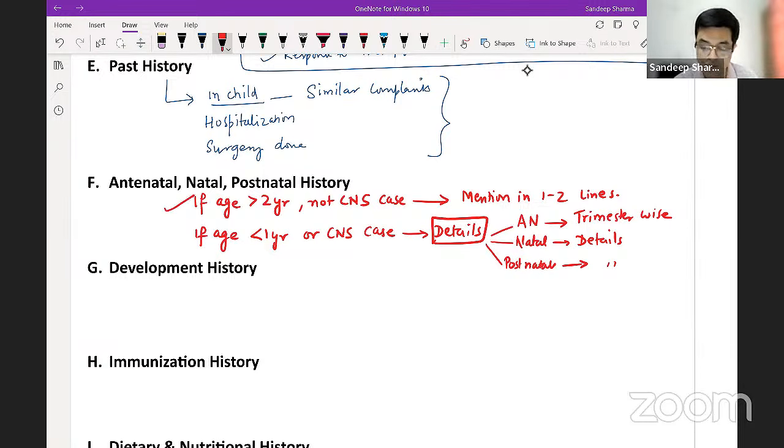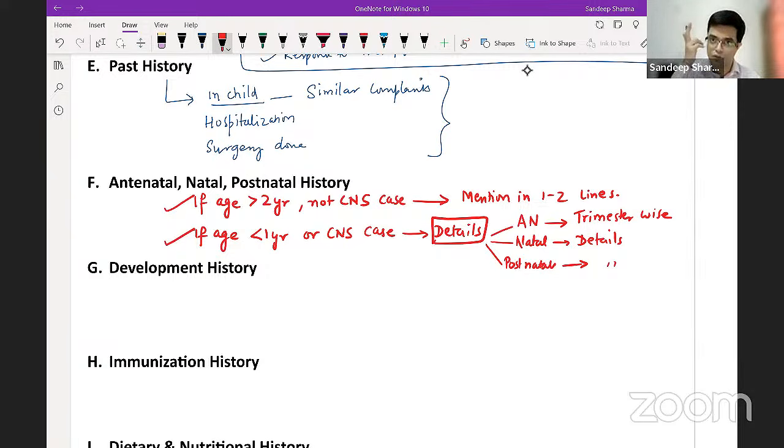So when to mention in 1 to 2 lines, when to go into details, very, very, very important. So don't unnecessarily take history in a 10-year-old child about antenatal, natal, postnatal. Child has come to you with fever and rash, 7-year, 8-year-old child, no need to go into the antenatal, natal, postnatal.